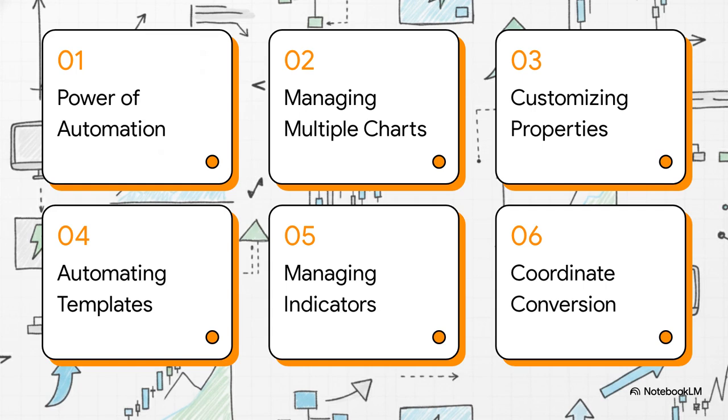So to solve that, here is our blueprint for today. Number 1, the power of chart automation. 2, managing multiple trading charts. 3, customizing chart properties. 4, automating chart templates. 5, managing chart indicators. And finally 6, advanced coordinate conversion.